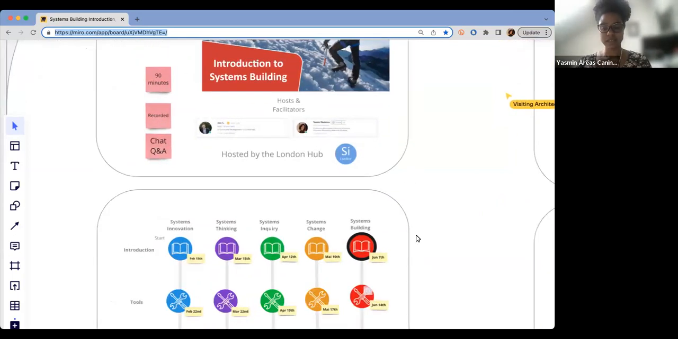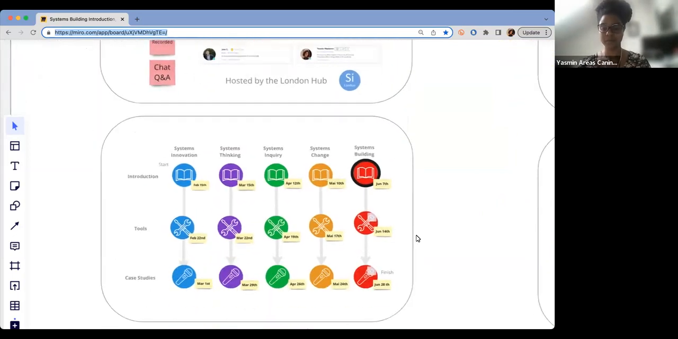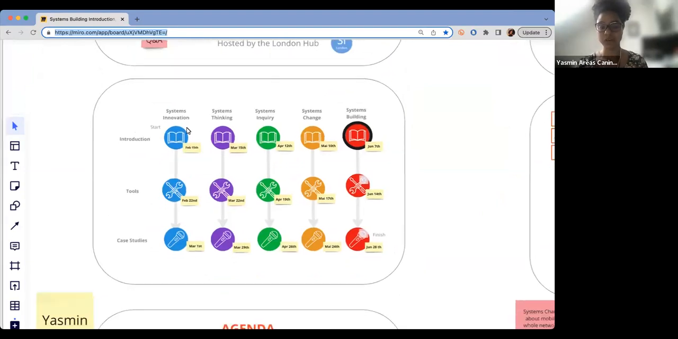So as I said, this is part of this 5-month learning experience that we've started in February. And now we are here in the introduction of systems building, our 5th module. And we're going to introduce the main concepts on this topic. And next week, we're going to have systems building tools. We're going to introduce some of the canvases and tools that we have here at SI. And our last session was supposed to be on the 21st, but we confirmed with our speaker that it is going to be on the 28th, actually.